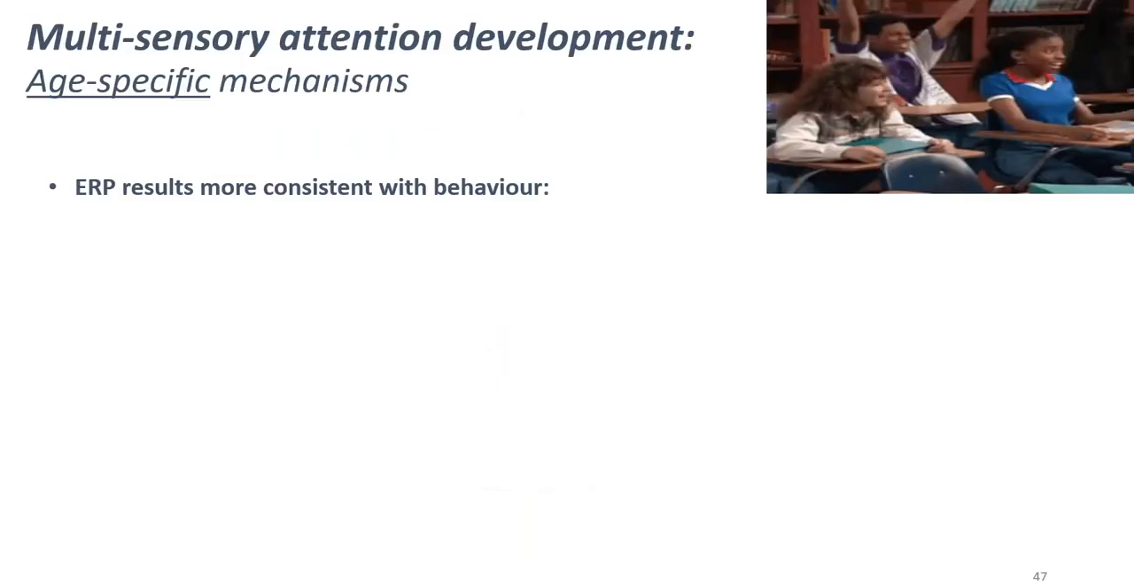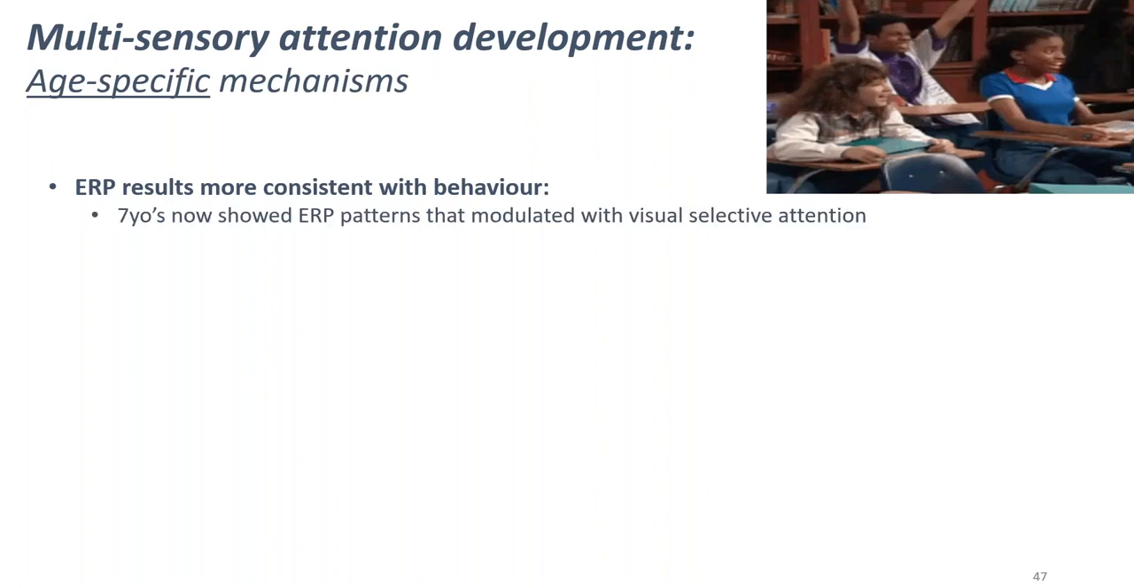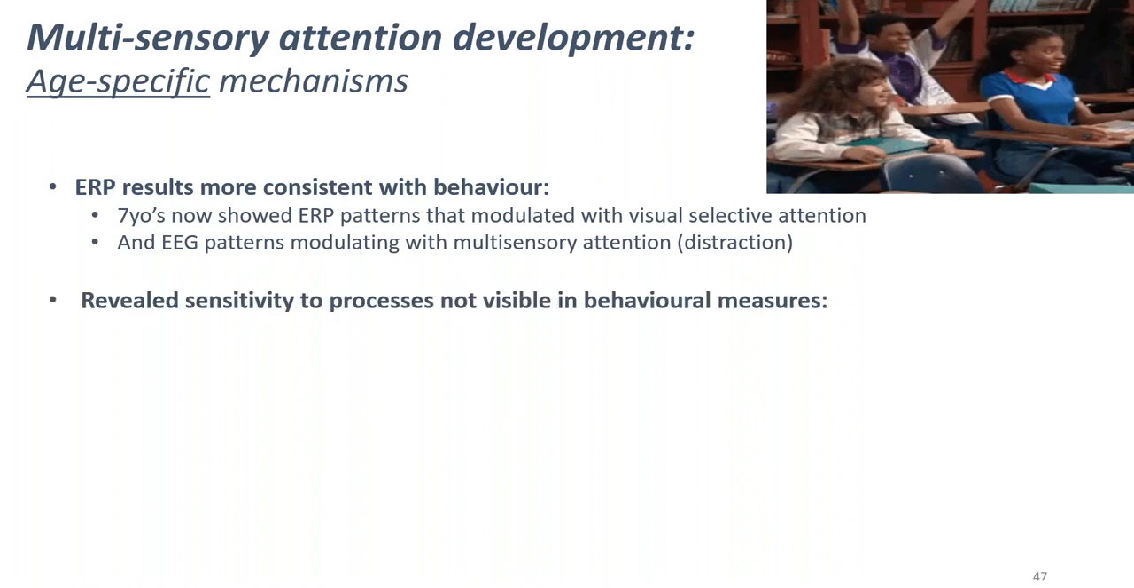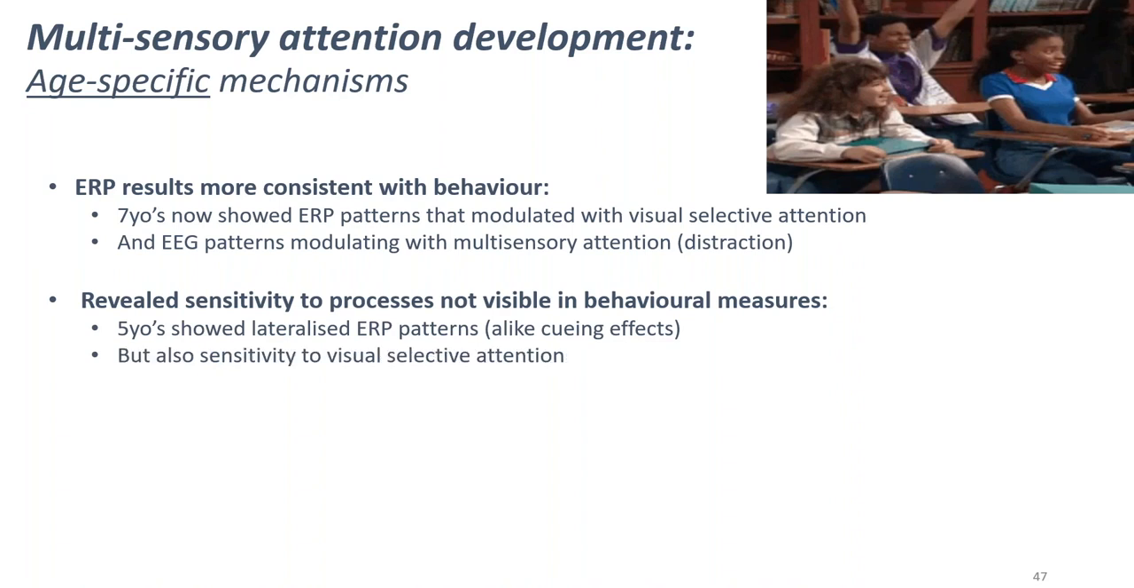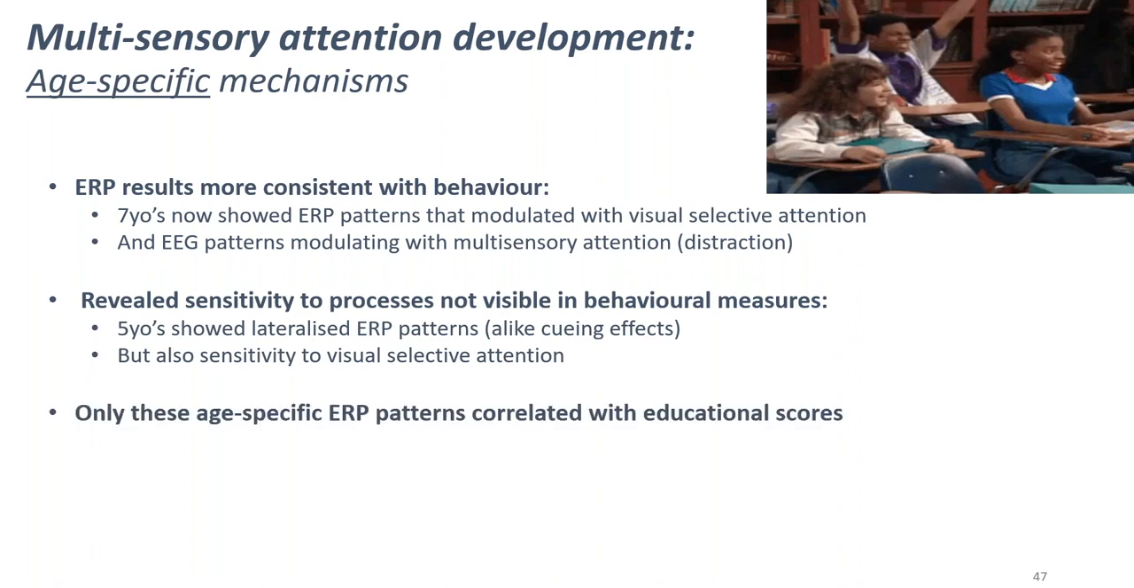And so to summarize, now the ERP results, when we focus on the age-specific mechanisms, are more consistent with behavior. So 7-year-olds now showed ERP patterns that modulated with selective attention, but also with multisensory attention. But our analysis here also revealed sensitivity to processes that were not visible in behavioral measures. So 5-year-olds showed lateralized ERP patterns, like the cueing effects that they have shown, but also sensitivity to visual selective attention, which we haven't seen in the behavioral measures.